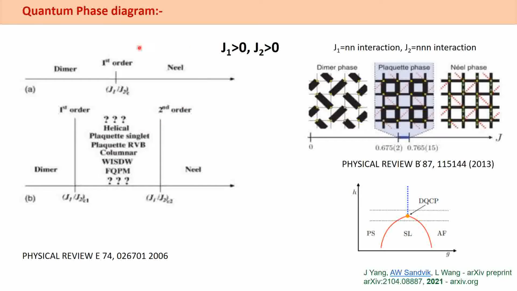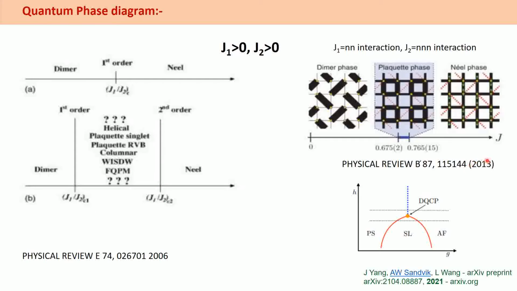In the phase diagram, it is seen that the dimer and the Néel order phases are formed at the two extreme limits of the interactions. The main question concerns the nature of the intermediate phase. Is it forming a helical order, or is it forming a plaquette singlet in the intermediate region?